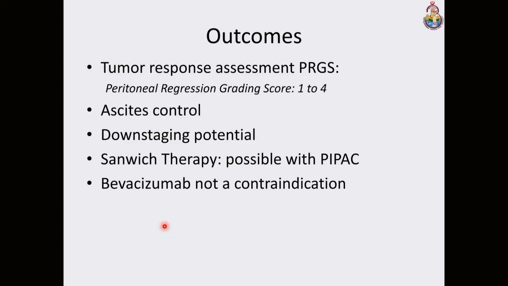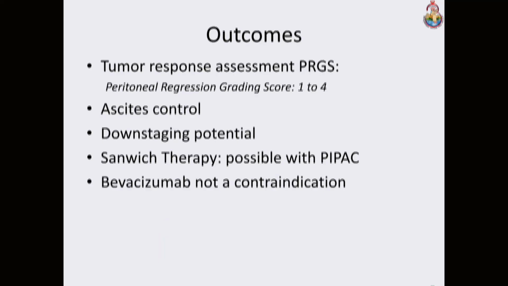So we don't have to wait one, two or three weeks before we can start systemic chemotherapy immediately after PIPAC. Similarly, bevacizumab is also not a contraindication. Unlike in HIPEC, where we have to wait about 4 to 6 weeks before we start HIPEC in a patient who has been treated with BEV.